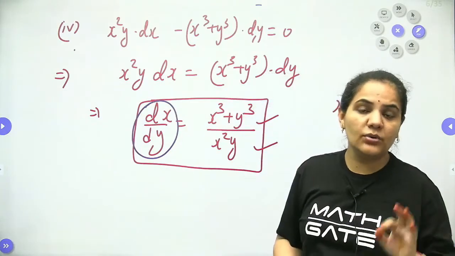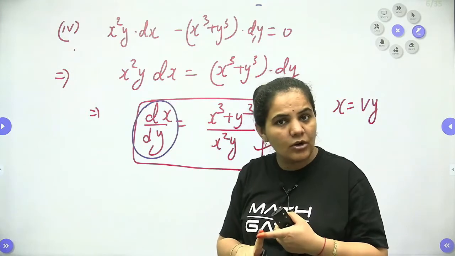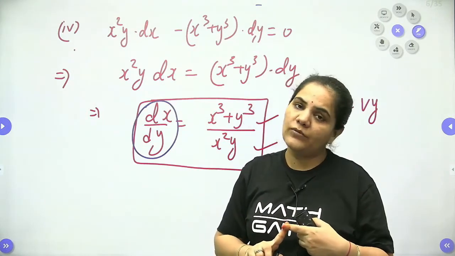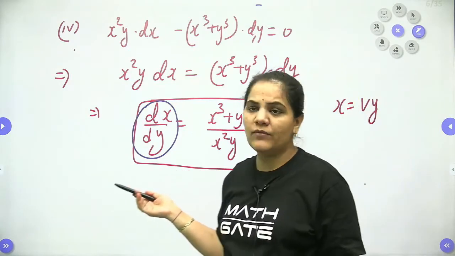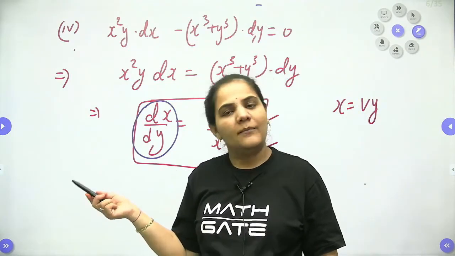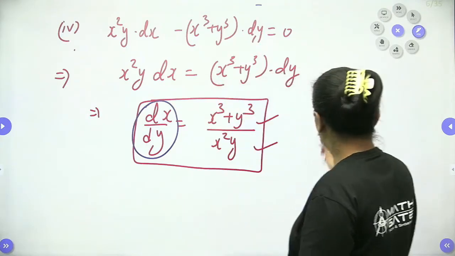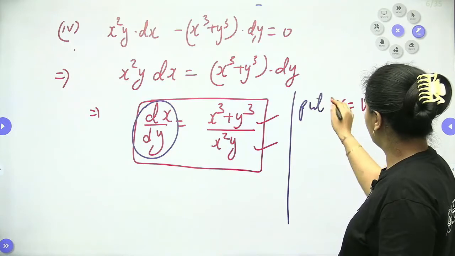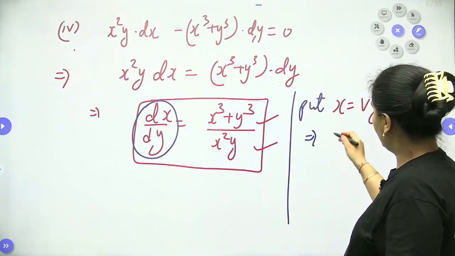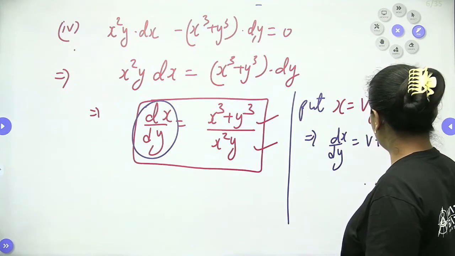As I already told you, it's your choice. If you want, you can go with the dy/dx form also, or the dx/dy form. For the dy/dx form we already discussed a few questions. That's why I am approaching the dx/dy form here. So we have to put x = vy. Exactly. So it will be dx/dy = v + y dv/dy.